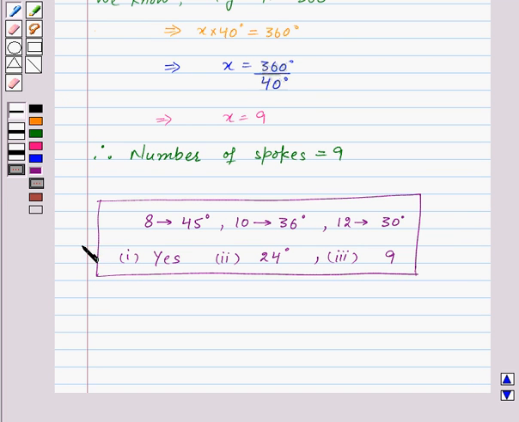Thus, our final answer to this question is 45 degrees for 8 spokes, 36 degrees for 10 spokes, 30 degrees for 12 spokes. Part 1, yes. Second, 24 degrees. Third, 9 spokes.